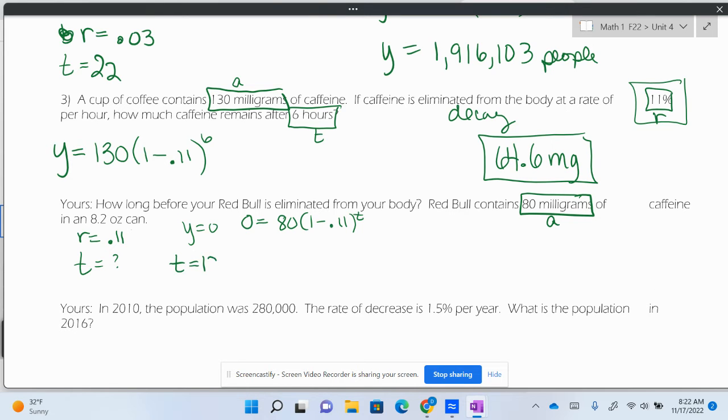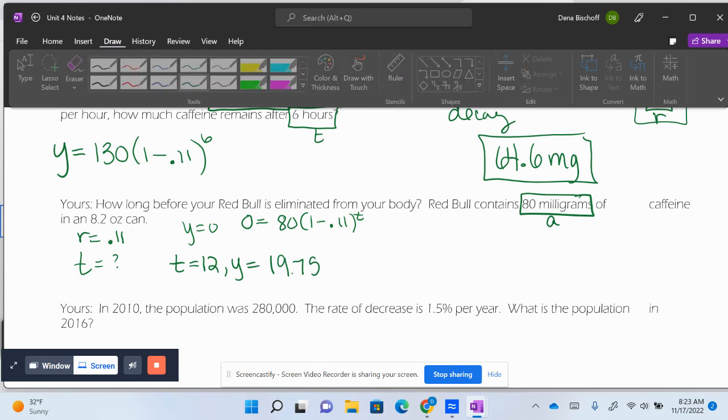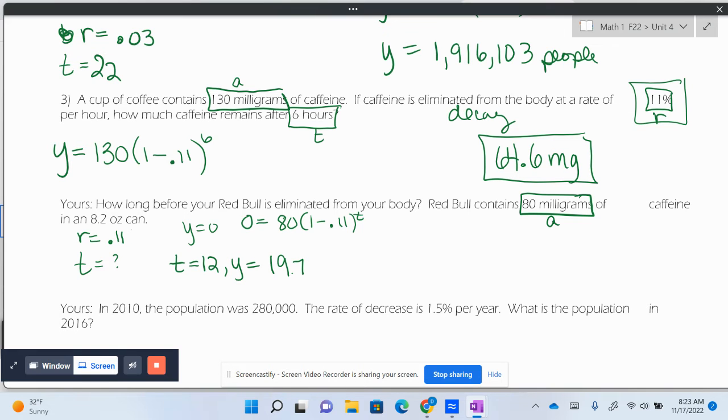So when T equals 12, Y equals, so here's what I'm going to do. In my calculator, I'm going to take 80 times 1 minus 0.11 to the power of 12. And when I do that, I find out that I still have 19.75 milligrams, or actually 0.76. I'm just going to leave it as 19.76 milligrams. Did someone else get that? Yes or no? Okay.